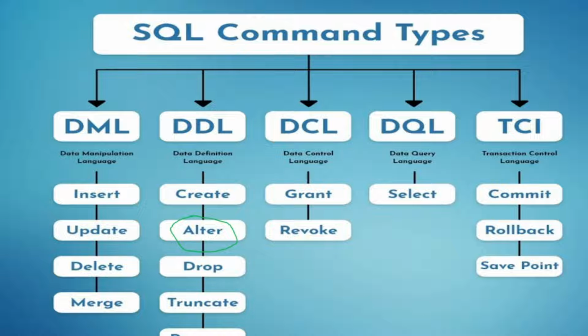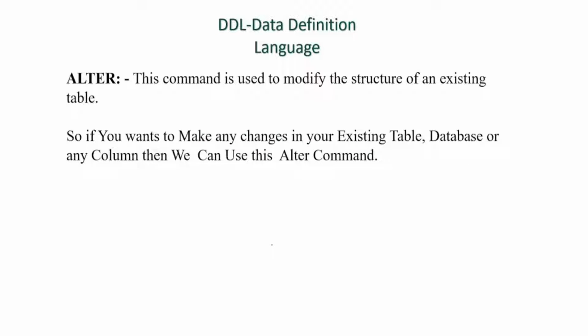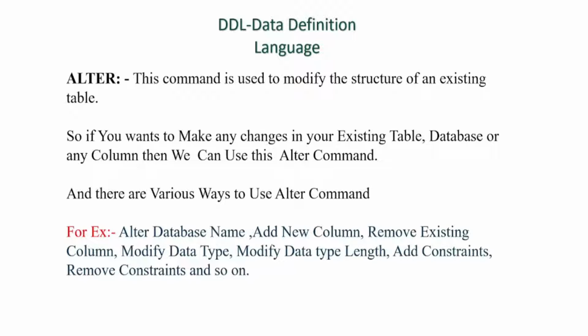So let's understand some theory before moving to the practical. This is a part of the data definition language. This command is used to modify the structure of an existing table. So if you want to make any changes in your existing table, database, or column, we can use the alter command. Here are some ways to use it. For example, we can alter the database name, add a new column in the existing table, remove an existing column, modify data type length, add constraint, remove constraint, and so on. So we can use the alter command in multiple ways.